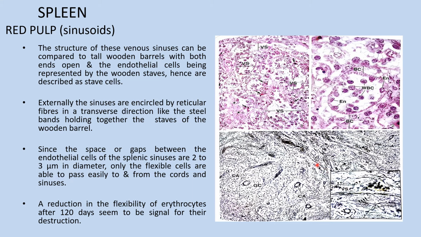Since the gap between the endothelial cells is between 2 to 3 micrometers in diameter, only flexible cells are able to pass easily to and from the cords and the sinuses. A reduction in the flexibility of the erythrocytes after 128 days seems to be the signal for the destruction of these cells.